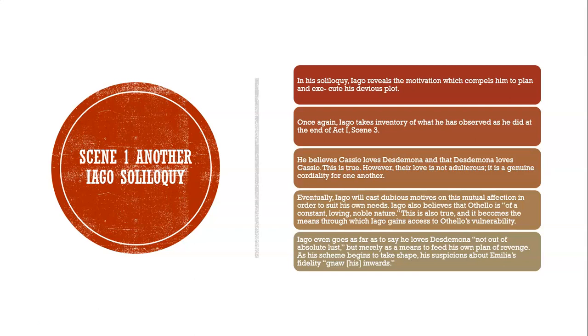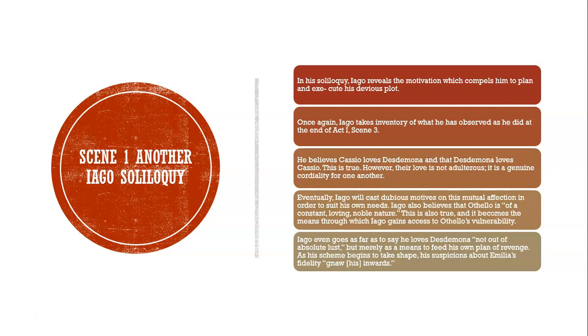So there's all these different forms of love, and in America we don't have that. A lot of times we equate love straight away to that sort of erotic, carnal, sexual love, and as if there's not this other way to love people. So we don't have a good language for that. And Iago really sort of exemplifies this same sort of characteristic. He does believe that Cassio loves Desdemona, and he's right. But the irony about this is that it's not the type of love that he thinks, because he's incapable of thinking about that type of love. Eventually, Iago also will cast dubious motives on this affection, and he does this in order to make Othello jealous, and to manipulate Othello's constant loving noble nature as well.